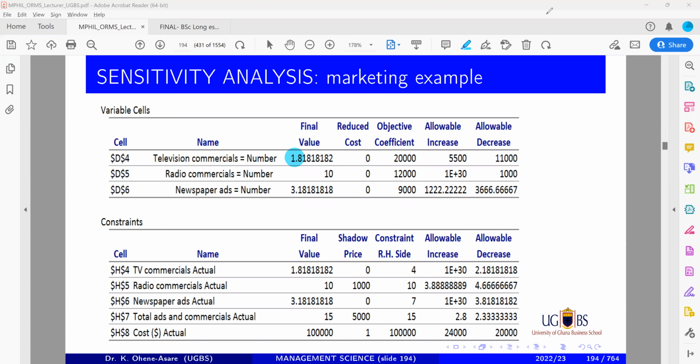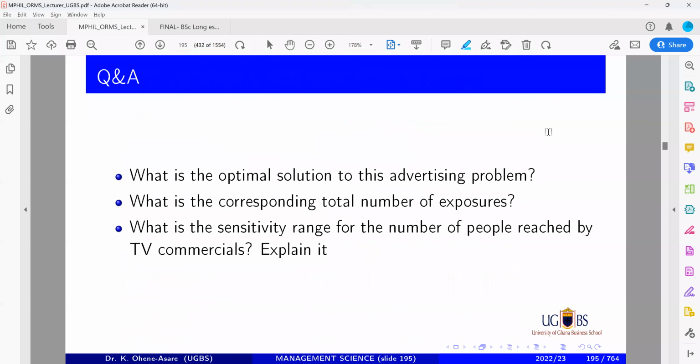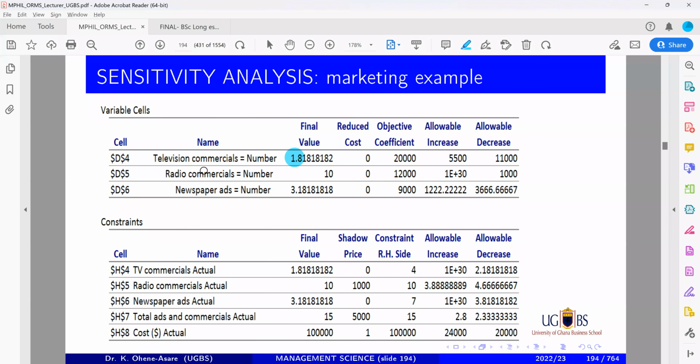The next question. What is the sensitivity range for the number of people reached by TV? What is the sensitivity range for the number of people reached by TV? Now, this is TV, the first one. The number of people reached by TV, as you can see, is the final value, is the 20,000. So when you look at this 20,000, come on.